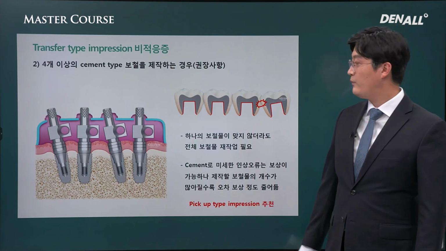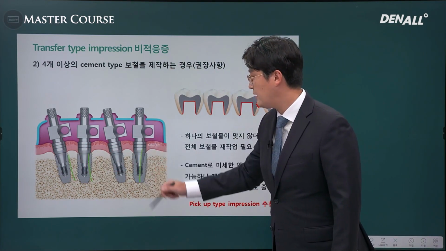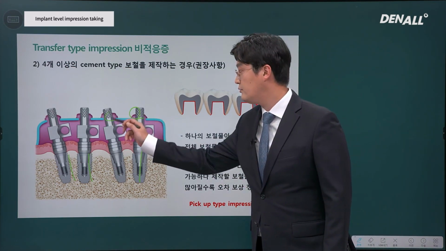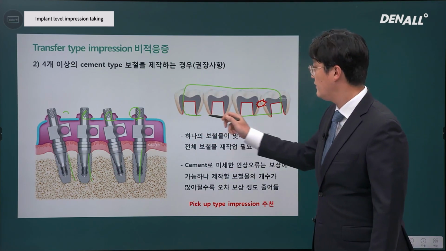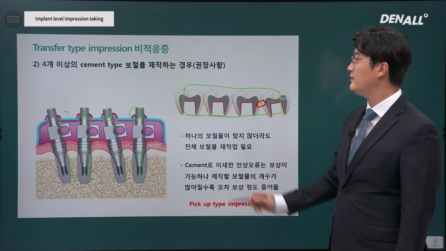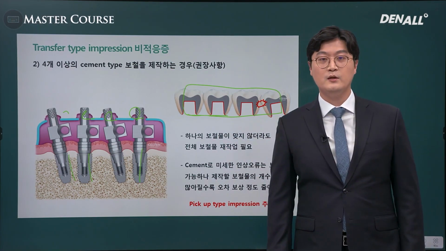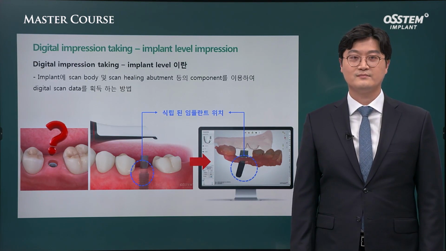And as I said before, in a multiple implant case, when implants have different angulations, the pickup type can be more accurate in terms of fabricating the final prosthesis all at once, and the transfer type would have some errors if used up to the final prosthesis.